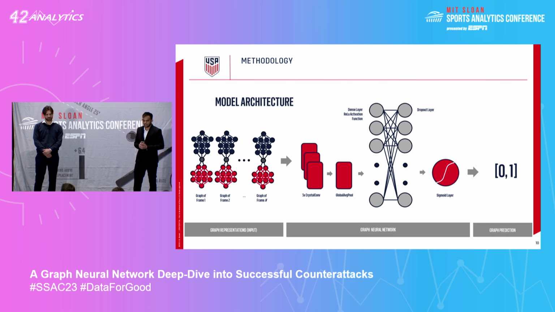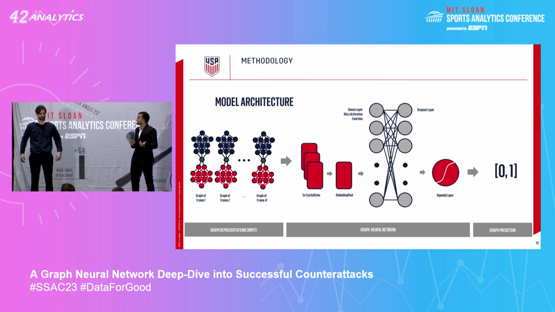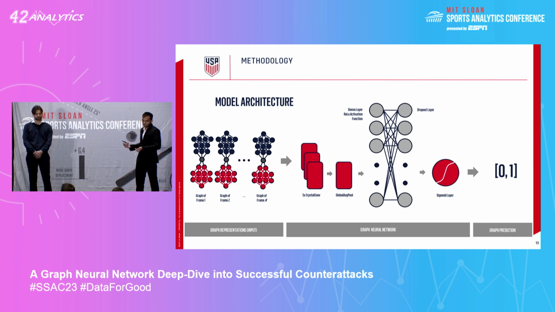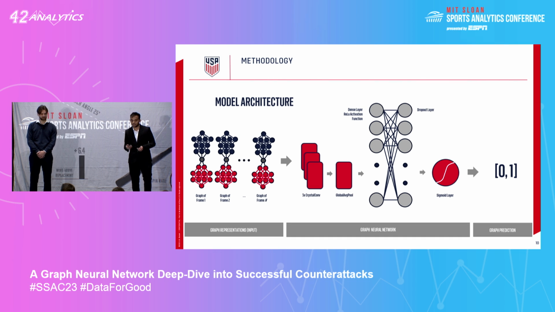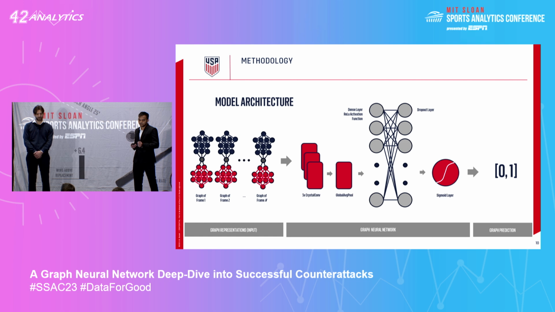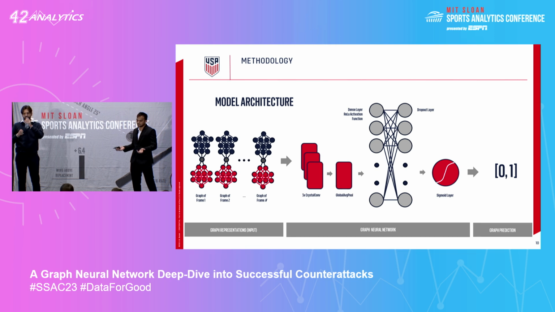Let's talk about the architecture more in detail. As you can see, these are the graph frames that we have. We pass them through a crystal convolutional layer, which is a graph convolution layer from the spectral package, then through a global average pooling layer, a dense layer, a dropout layer, and finally a sigmoid layer. Now the output that you get is a value between 0 and 1, 1 being how close you are to successful counterattack, and 0 being that you are not probably going to have a successful counterattack.